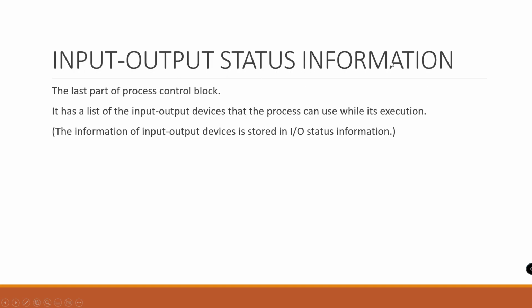Input output status information. The last part of the process control block, as you can see here, has the list of the input output devices that the process can use during its execution, and the information of the input output devices is stored in the IO status information. The processes can use these devices. When we put them together in order, we will get the process control block.